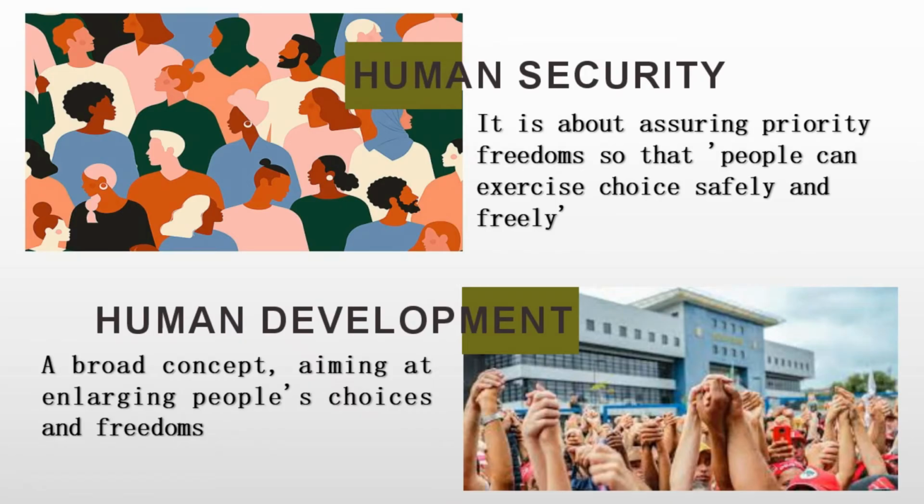Here is a summary of the context of human security and human development for us to better understand its context. Human security is about assuring priority freedom so that people can exercise choice safely and freely. And human development is a broad concept aiming at enlarging people's choices and freedoms.